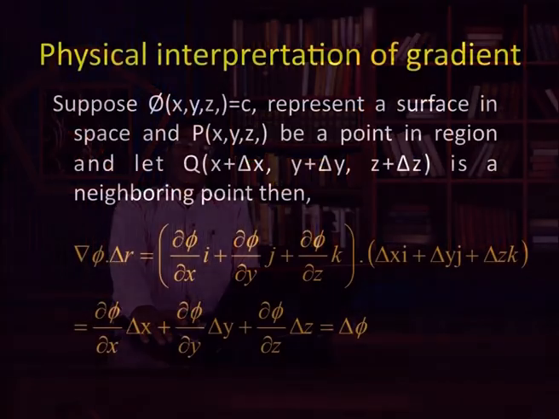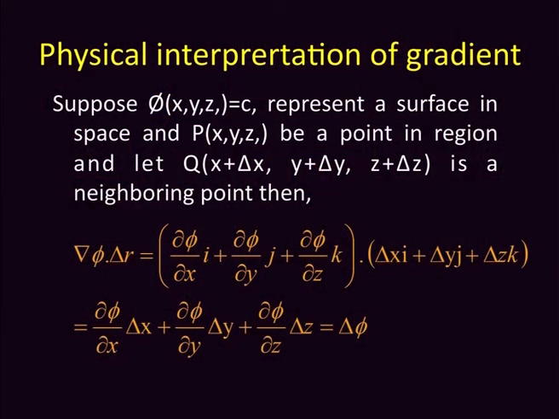I will explain now the physical interpretation of the gradient. Suppose φ(x,y,z) = c represents a surface in space, and P(x,y,z) be any point in a region, and let Q(x+δx, y+δy, z+δz) be a neighboring point.